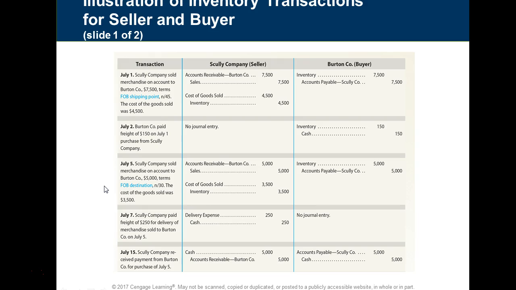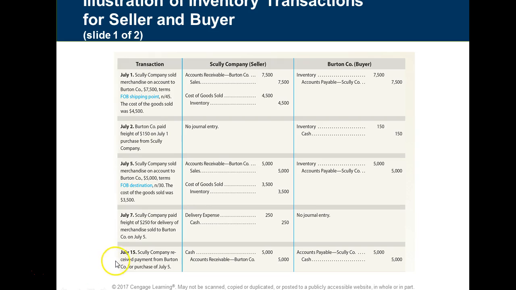July 5th, Scully sold merchandise on account to Barton for $5,000, FOB destination, net 30. The cost of the goods sold was $3,500. So here we go again, debiting a receivable of $5,000, crediting sales, and we're going to debit cost of goods sold and credit inventory. On Barton's side, we're just going to record our payable, which is our credit, and our debit to inventory. But on the 7th, Scully Company paid freight on behalf of the merchandise sold to Barton. So again, we're going to show it as a delivery expense of $250 and a credit to cash. Barton Company has no entry to record in this case.